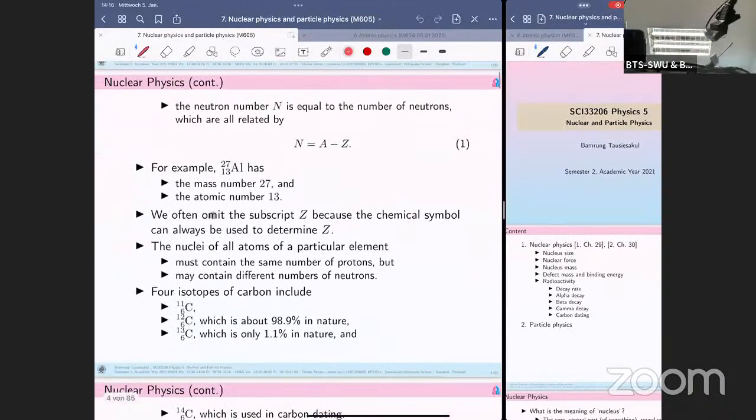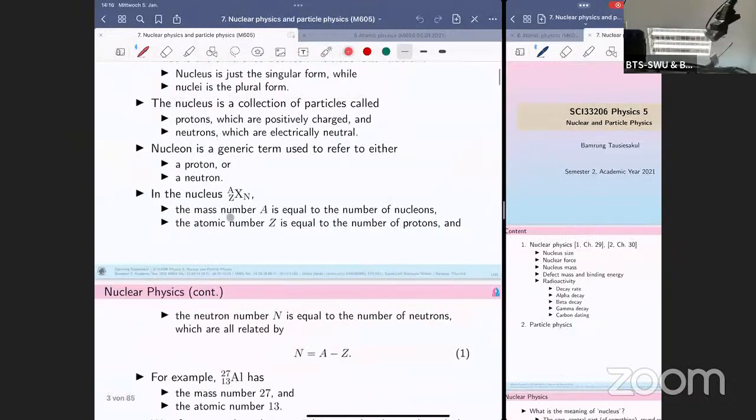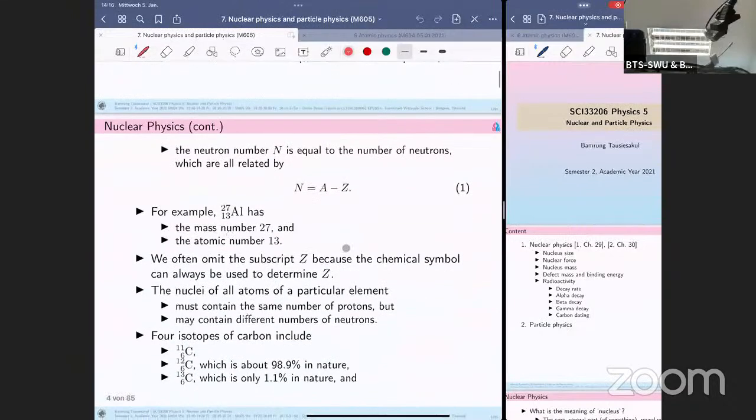We often omit the subscript Z on this occasion, because the chemical symbol can always be used to determine Z. But for us in physics, sometimes we need to show it. Even if everybody can remember, in physics we assume that we cannot remember the number of protons, or the atomic number, of each element.